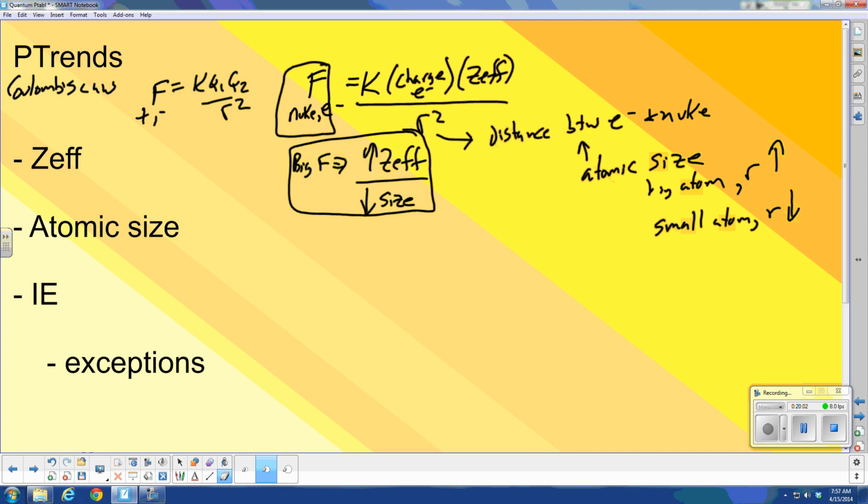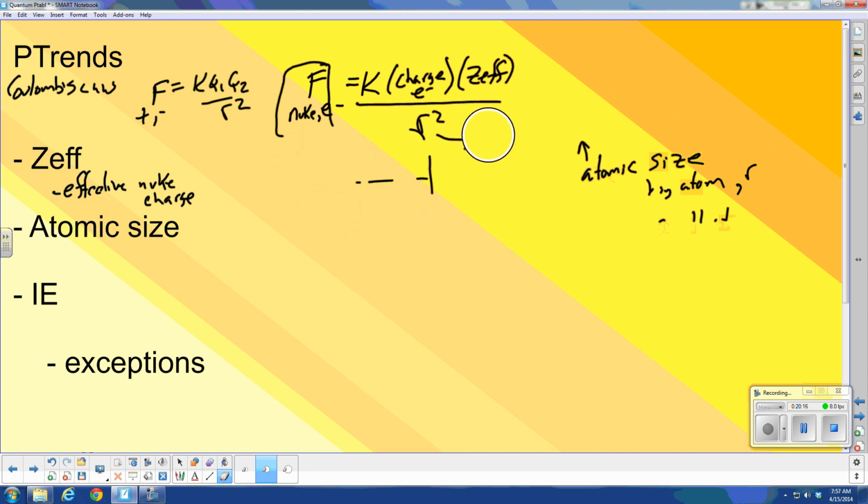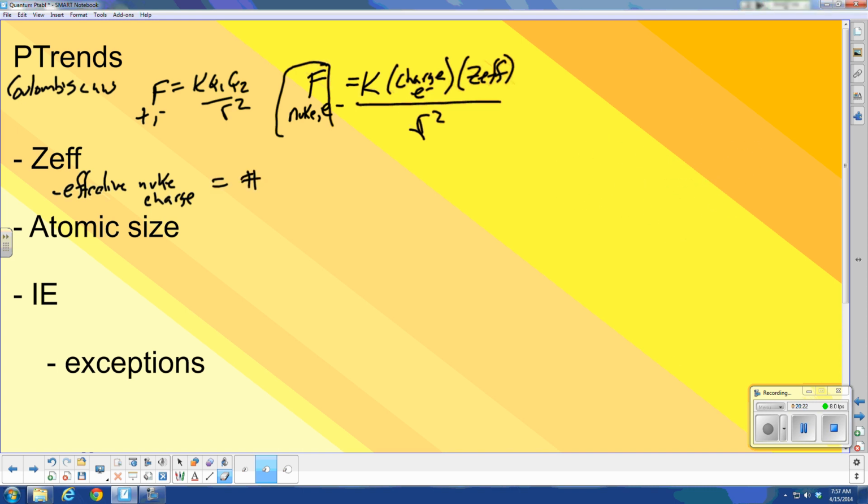Z effective, what is Z effective? This is the effective nuclear charge. Let me get rid of some of this. That is essentially the number of protons minus shielding electrons. And what are shielding electrons? Well, those are what we would call our core electrons.